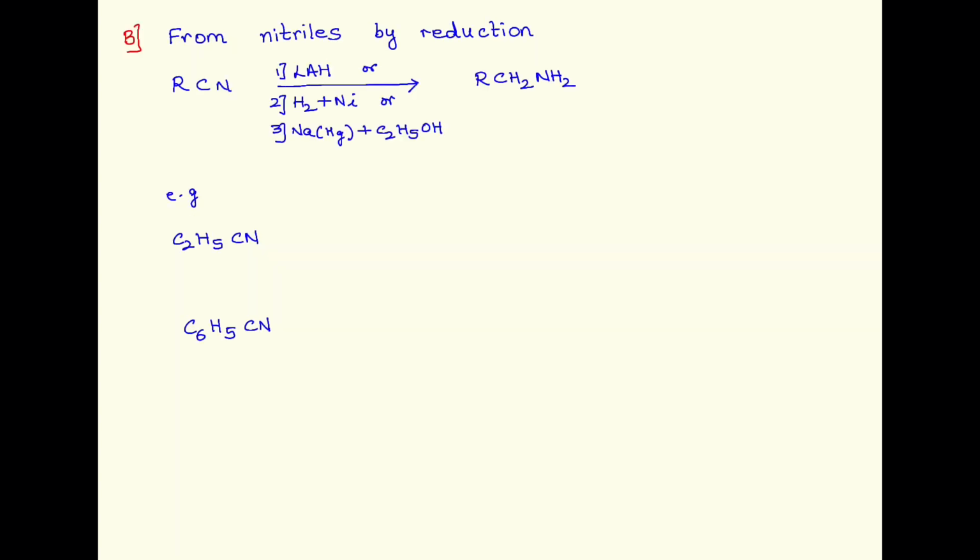Second method of preparation is from nitriles, again by reduction. So nitriles are C triple bond N. What are isonitriles? Yes, NC. If you recall, this is an ambident nucleophile where both the carbon or the nitrogen can act as the nucleophilic centers. We have discussed this in haloalkanes, so please go through that in case you have forgotten.